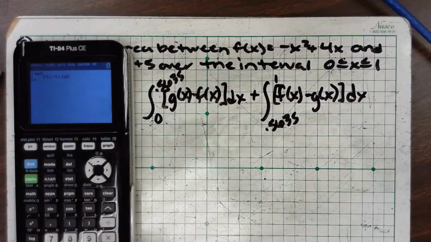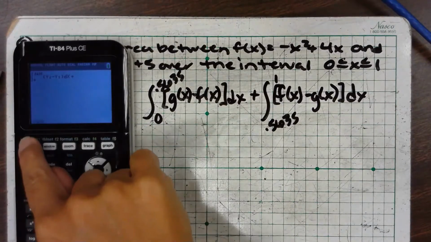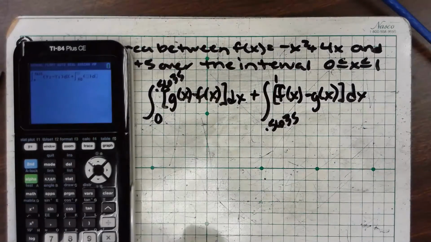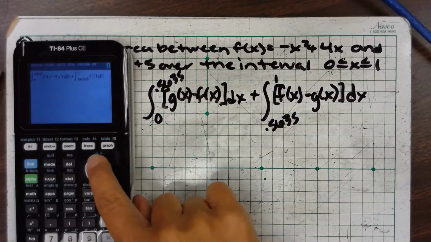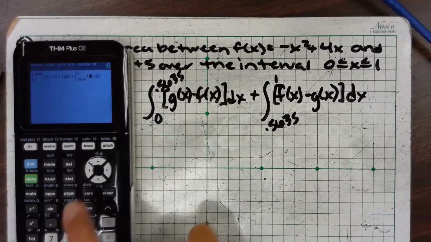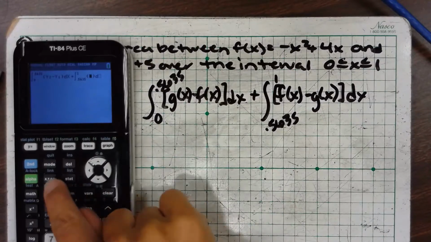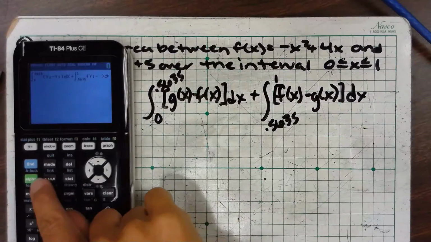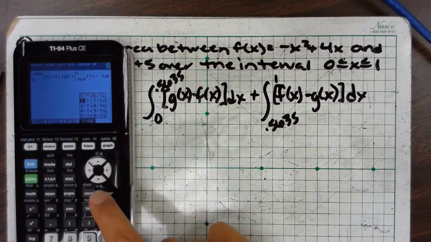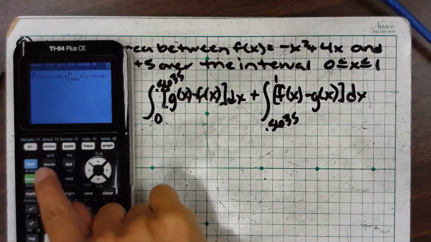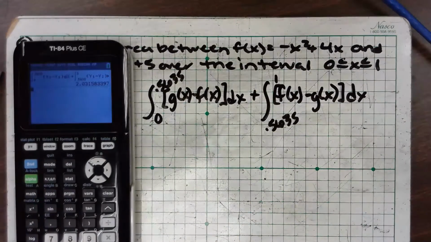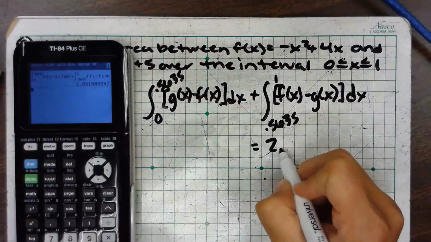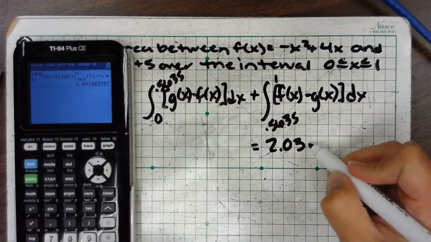okay, dx. All right, and then I want to add, and I'm going to do the integral of 0.5635, all the way to 1, of f of x. F of x is in y1. Minus y2. And here we go. We get our answer. And our answer is 2.03, we'll just say 16.